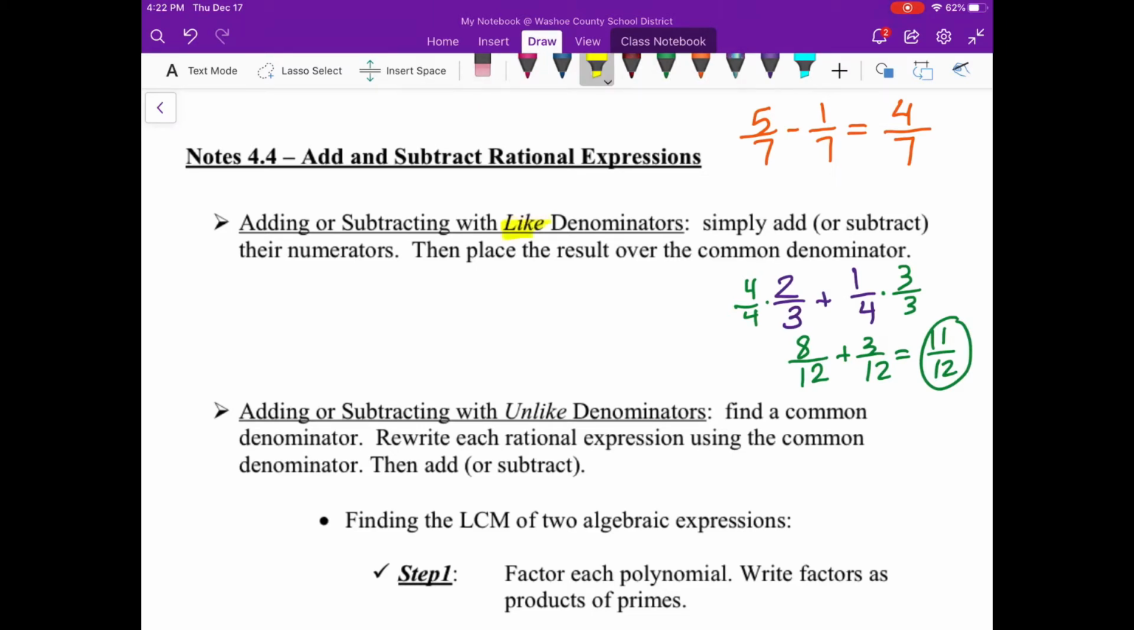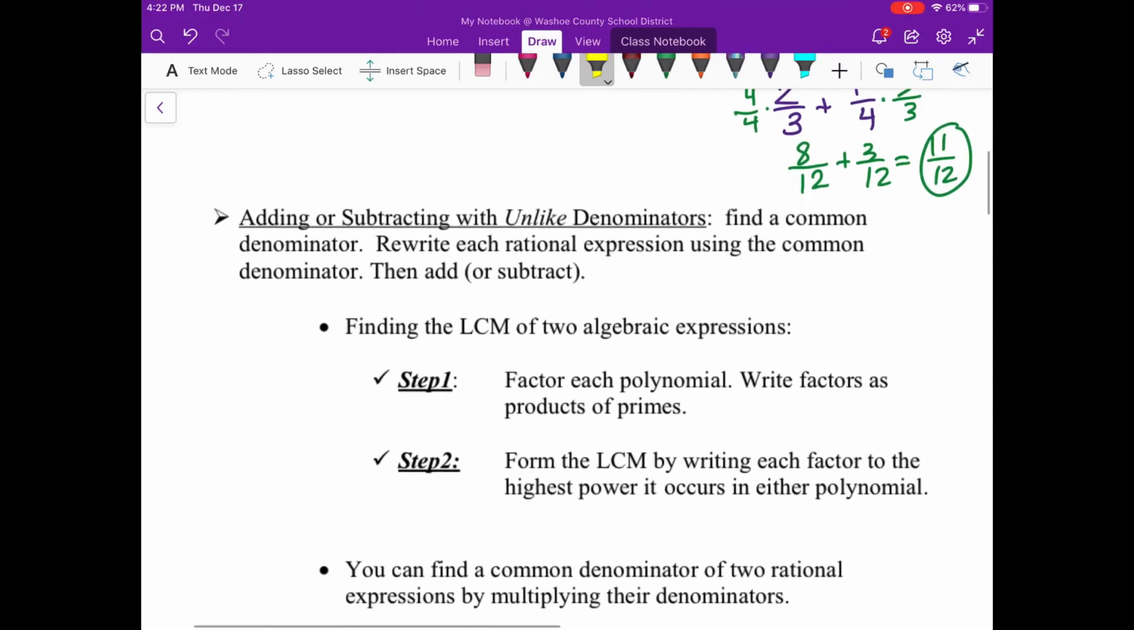So looking at how to add and subtract with like denominators, again, you're simply just going to add or subtract the numerators. This is as long as they have the same denominator. You're going to just keep the same common denominator in your answer. So this is the best case scenario. You won't have to do anything for the denominator. You just have to find what the sum or the subtraction is in the numerators.